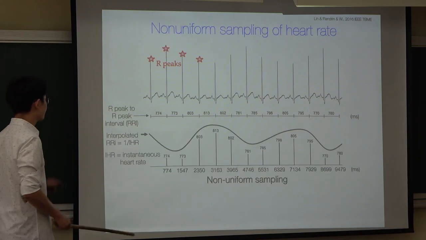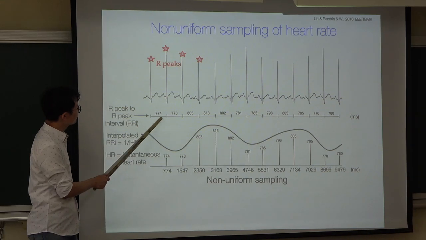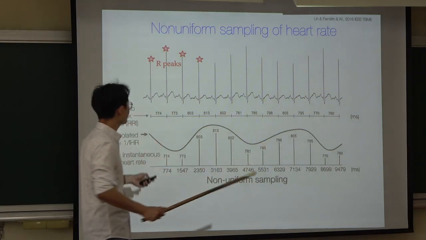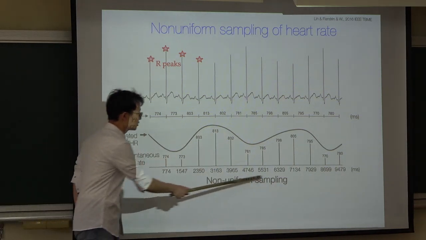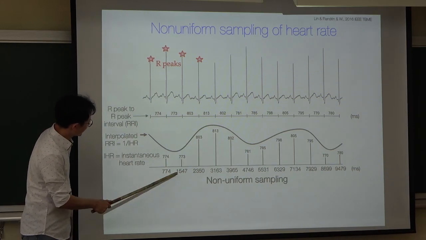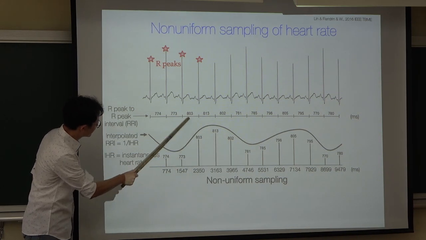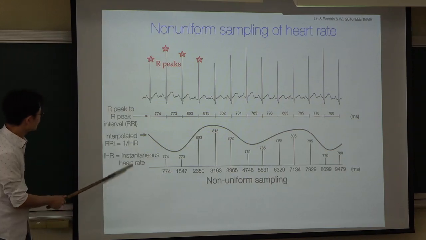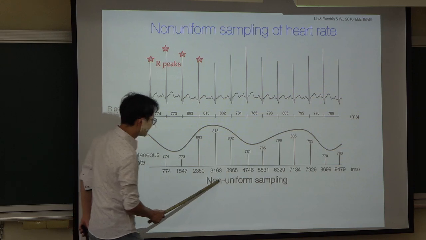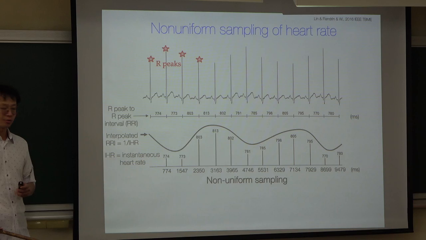And if you view this as a sample of the instantaneous period of how fast your heart beats, then that is the signal you get. At 447, you get one heartbeat. Another time, the second time, you get the second heartbeat. Third time, you get the third heartbeat, etc. And you can view this as the non-uniform sampling of the underlying heart rate that we are interested in recovering.